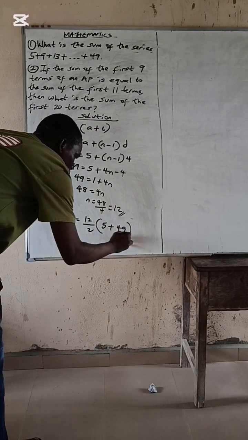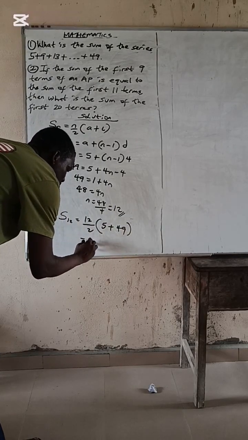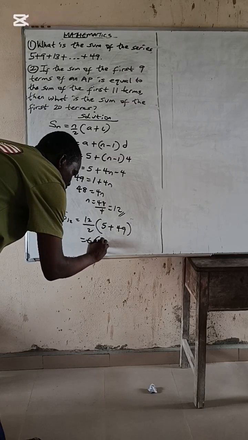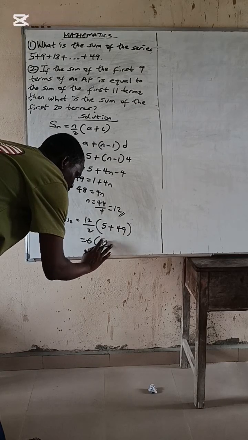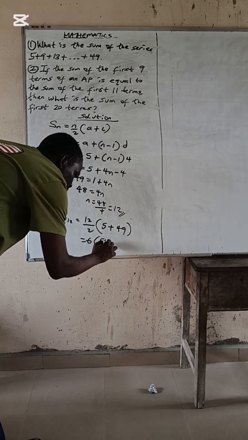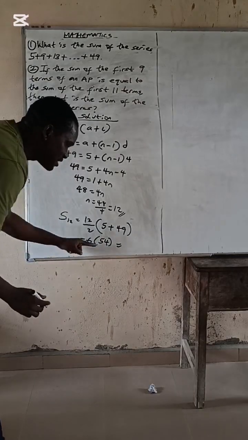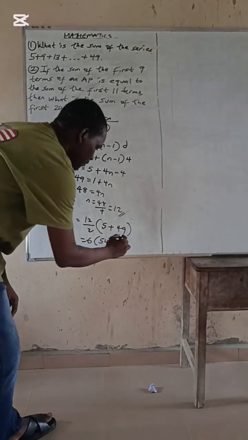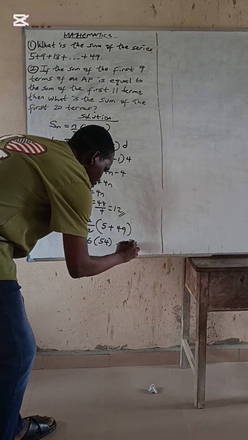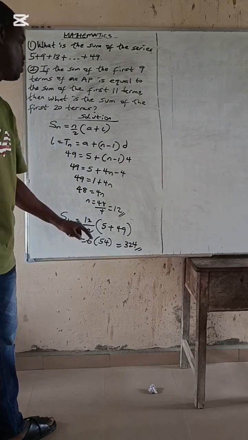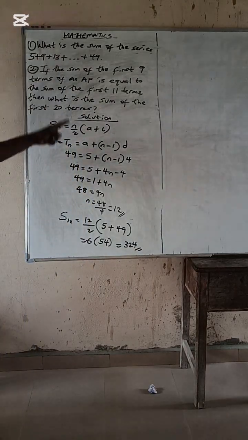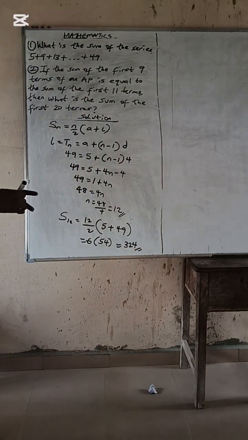Plus 49. So this one will divide this, which is 6 into bracket 50 what? 54, because 5 plus 49 is 54. So when you multiply through, 6 times 54 will give us 324. So the final answer to calculate the sum of the series is 324.